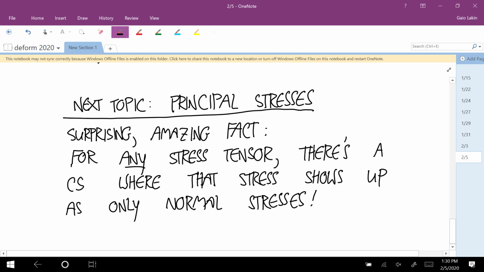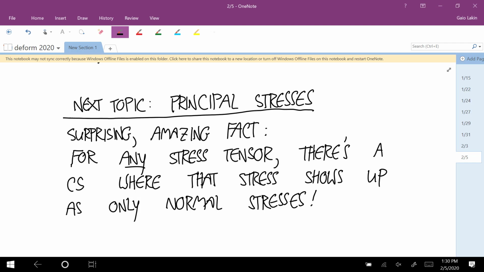Okay, so you can make up any stress tensor, just make up numbers as long as it's symmetric. Somewhere there's a coordinate system where if you use the rotation matrix to transform that stress tensor into this new view, if you think of the coordinate system as just a way of viewing or measuring it, that same state of stress shows up as only XX, YY, and ZZ elements, no shears, okay?